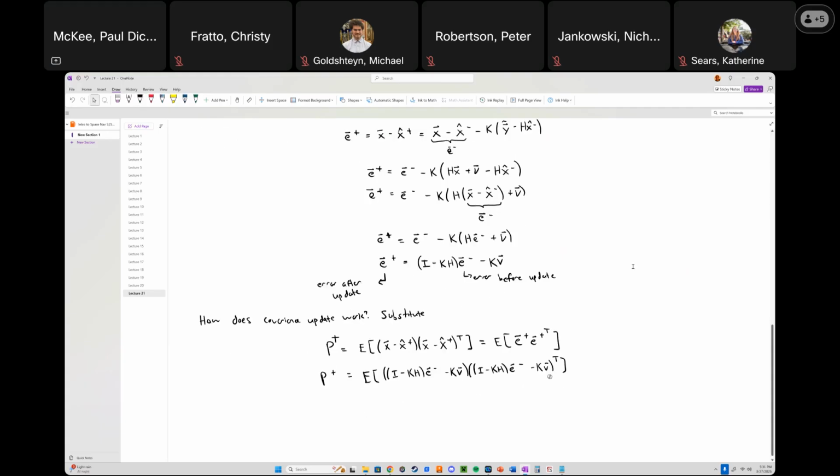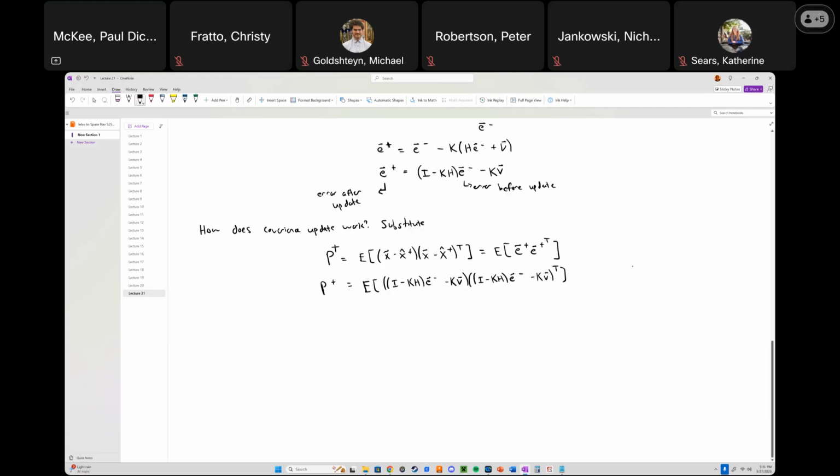Okay, here we go. It's time to FOIL this. P plus is equal to the expected value of, okay. So first we're going to have I minus KH E hat minus, sorry, not E hat, just E. Oh, wow, look at me go.